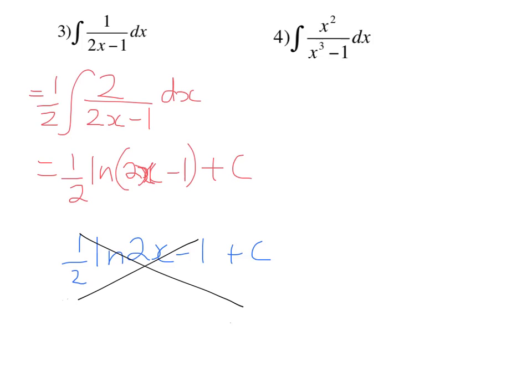Okay, in number 4, integrating this one. Now you can see here that the numerator is almost the derivative of the denominator. The derivative of the denominator would be 3x squared. So it means we need a 3 there and a 1/3 out the front. And then you can see that it is 1/3 log of the denominator, and then plus c, because it is an indefinite integral.